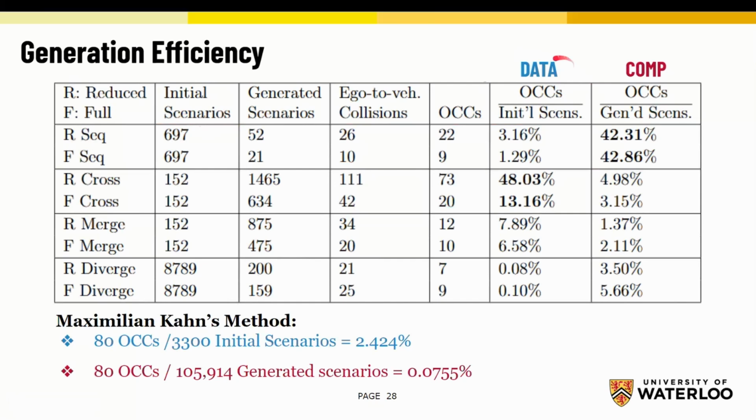This is going to be a measure of our data efficiency, how much data we have to shove into the system to generate a certain number of OCCs. And this is going to be a measure of our computational efficiency, how many scenarios we have to actually spend the time running, which is the most expensive part of the process by far, versus how many OCCs we generate.